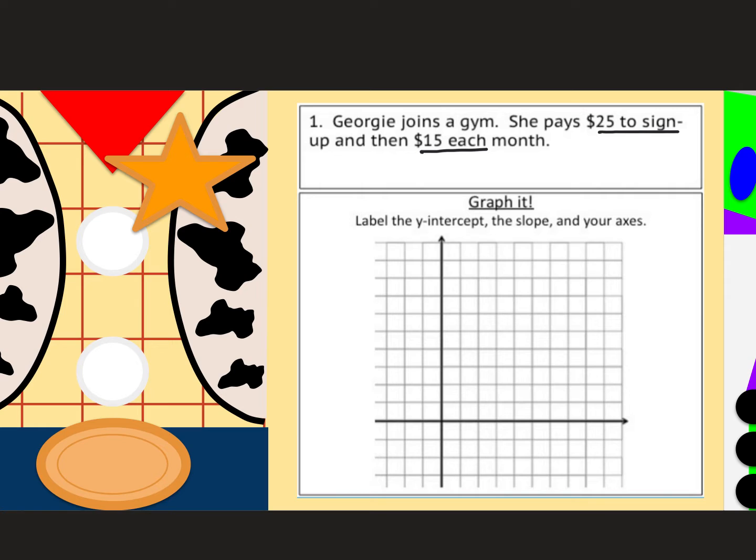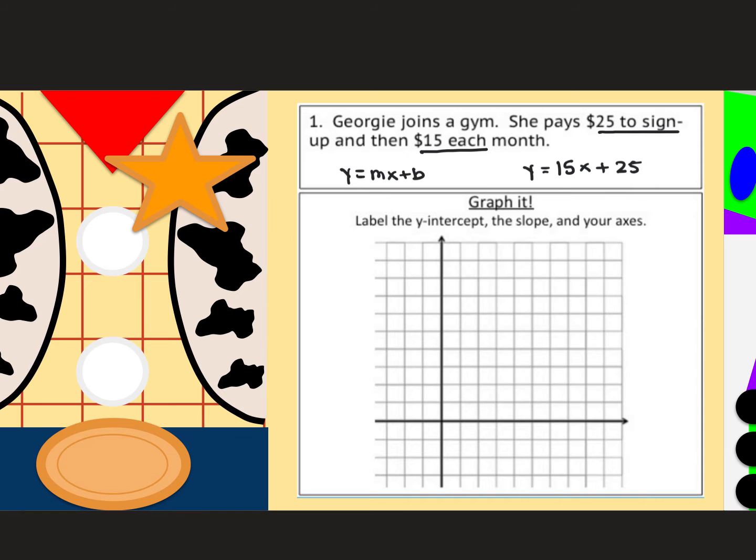So thinking back to slope, when we're working with slope, slope is the coefficient of x when we look at the equation y equals mx plus b. So since we see here that she pays $15 each month, we know we're going to use our equation y equals mx plus b. So we're going to have y is equal to 15x plus 25, all right? So that 25 is that initial flat fee. She's not going to pay that $25 anymore because it's $25 to sign up, and then it's $15 each month, all right?